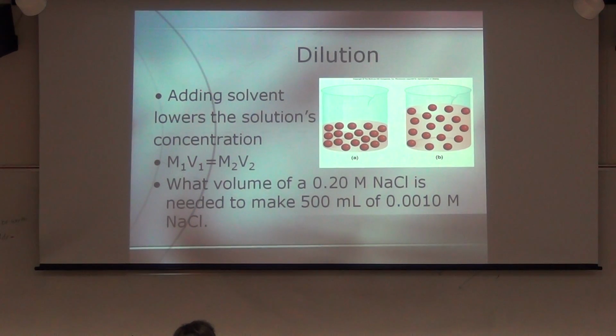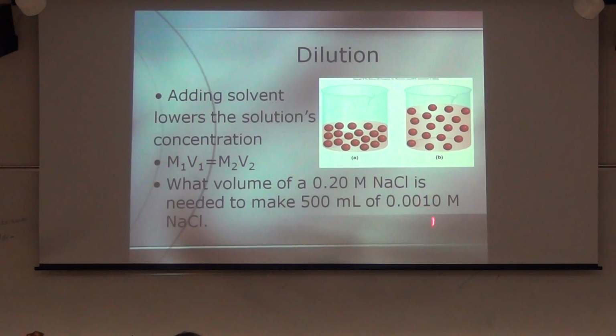So, for our dilutions, and Mr. Neubauer introduced this equation last week, M1V1 equals M2V2. This represents the molarity of our concentrated, our starting solution, and the volume of our starting solution. This would represent the molarity of our diluted solution and the volume of our diluted solution. So if we know 3 of them, obviously we can solve for the 4th.